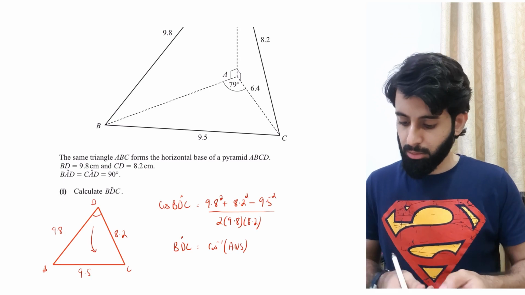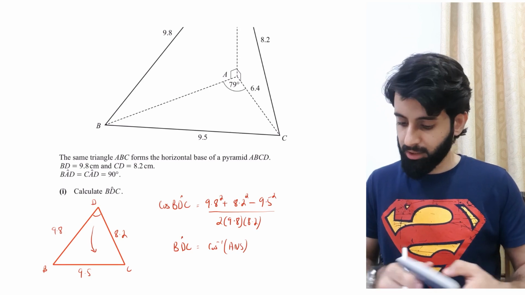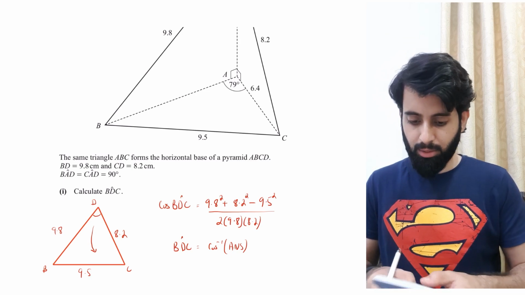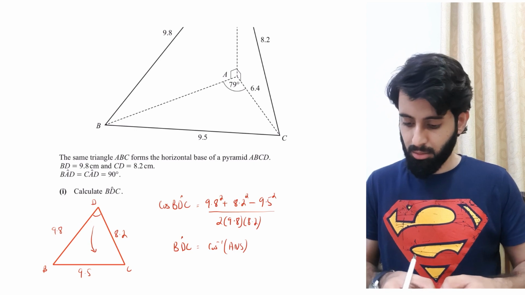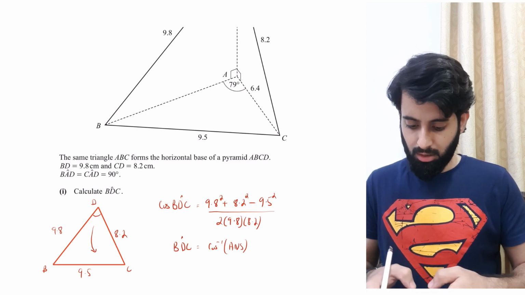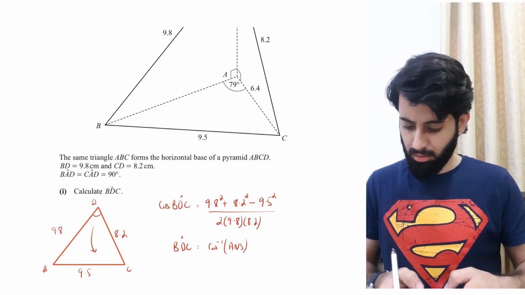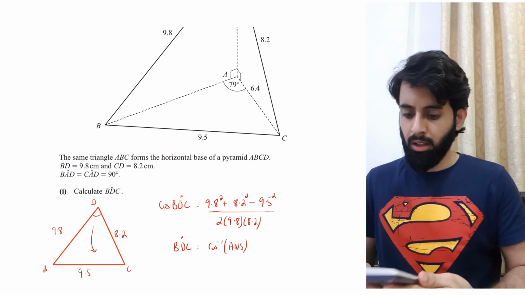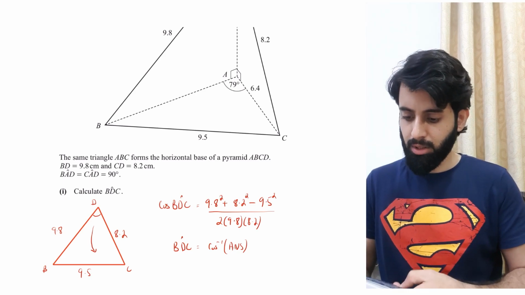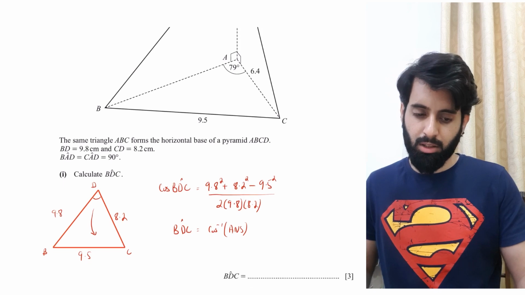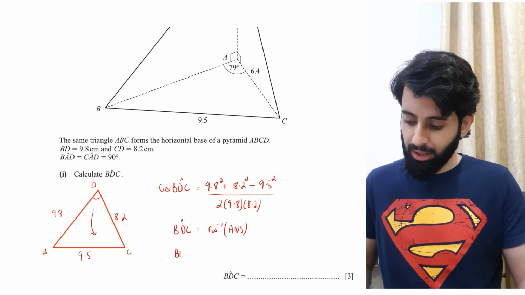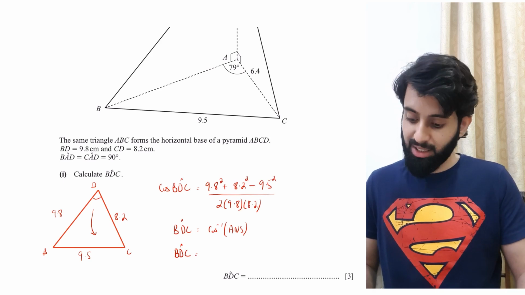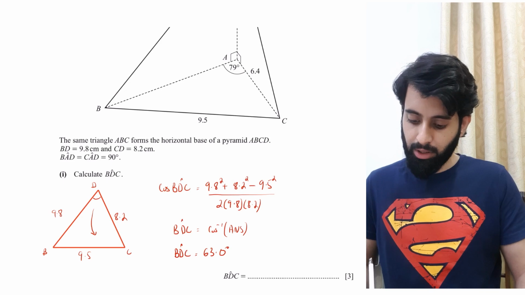It's best that you make a fraction and punch this in as it is: 9.8 squared plus 8.2 squared minus 9.5 squared over 2 into 9.8 into 8.2. Let me show you how I've done this. Hope you guys can see it. Then cos inverse of the answer. So that turns out to be 62.97. Now remember, angles are always given correct to one decimal place, so 62.97 will be rounded off to 63.0 degrees.